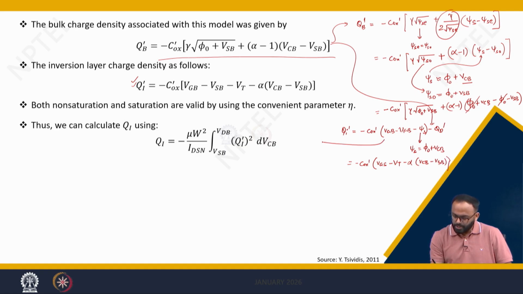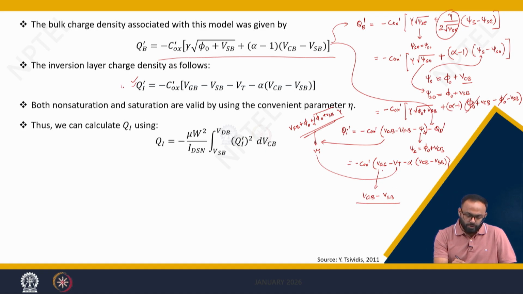When you solve this equation, you will encounter a quantity as V flat band voltage plus phi naught plus VSB square root into gamma. That quantity is nothing but what? Threshold voltage, which is replaced here. You will get another quantity as VGB minus VSB. So, VGB minus VSB is replaced as VGS. So, ultimately we do have a closed form equation for Qi and QB.